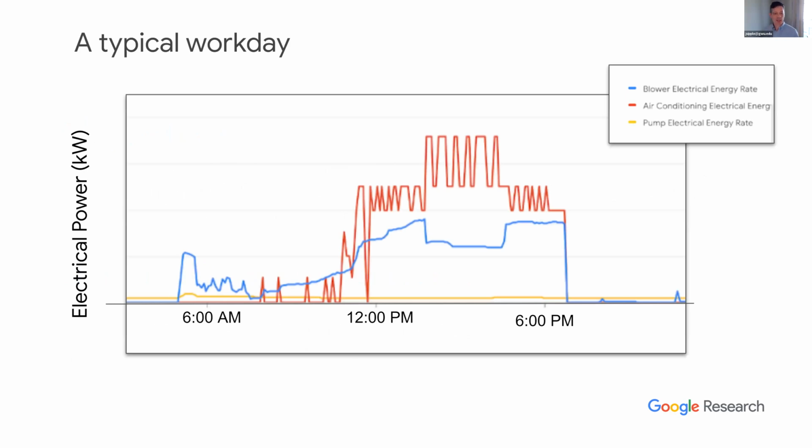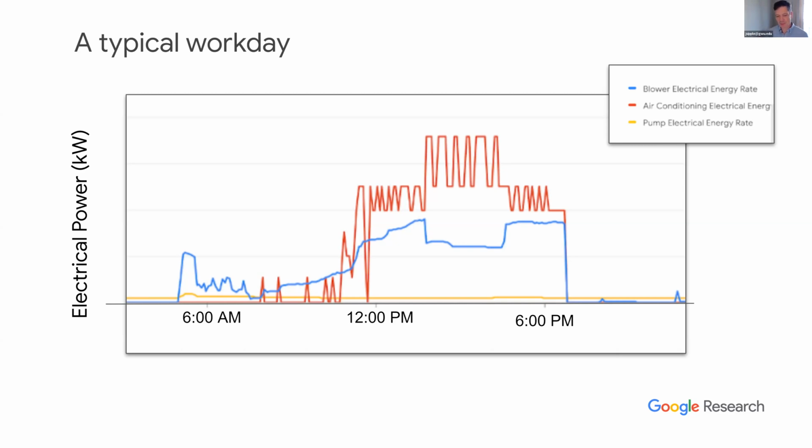If we were to decompose a typical workday in one of our office buildings, this is a recording from one of our days. It tends to look like this. We tend to have three principal electrical consumers. I'm not showing gas consumers. The air circulation, that's the blower electrical energy rate, is shown in blue. Air conditioning electrical energy, shown in red, is really driving the compressors. And then we have the pump electrical energy rate, which is circulating the water.